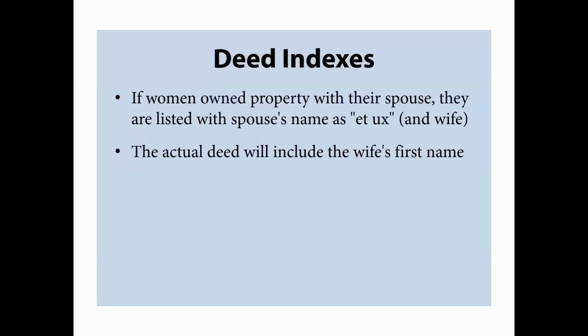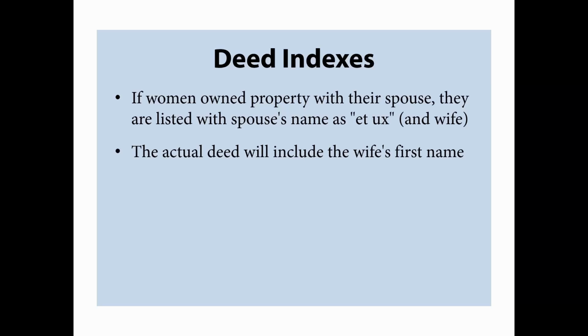And with deed indexes, when we say that women are not really showing up in the indexes, for example, they're not being named explicitly in that index. So if a spouse is selling land and it's in the husband's name, oftentimes you find that they may list it as, let's say, Andrews, comma John, and then it might say something like et ux, which is Latin for and wife. When you go to the actual deed, it will include the wife's first name.